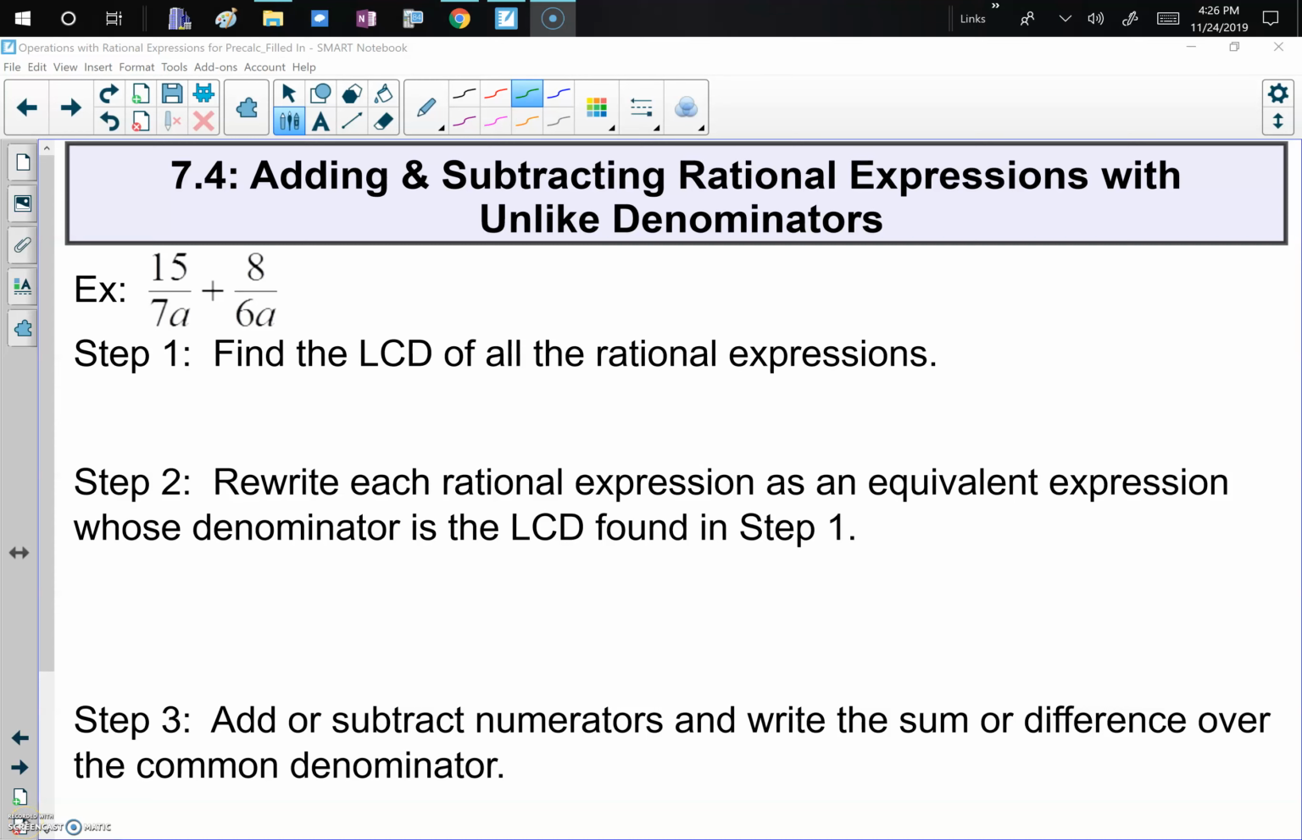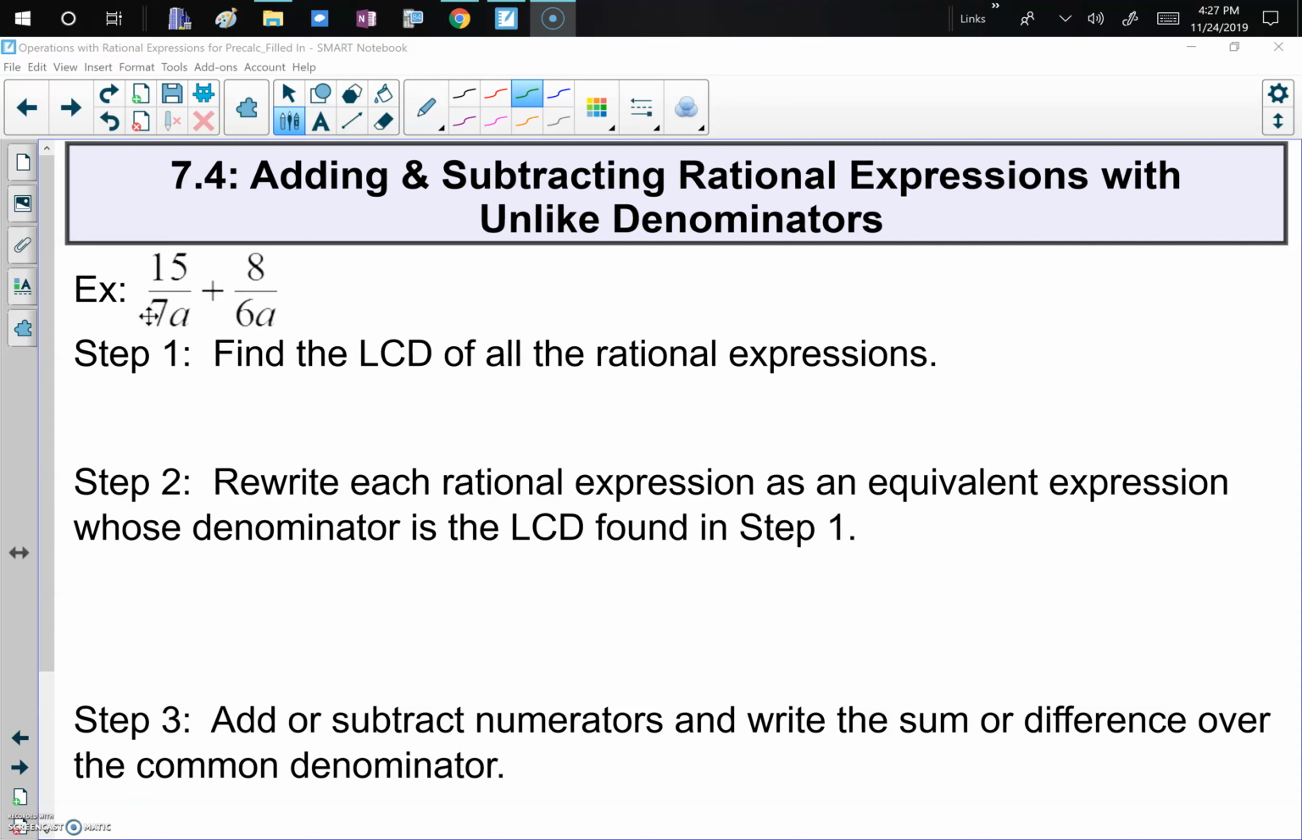So now let's talk about adding and subtracting rational expressions when our denominators are not the same, when we have unlike or uncommon denominators. So like in the example that we can see here, my denominators do not perfectly match. One denominator is 7a, the other one is 6a. So I can't perform the normal addition like we would, just adding across the numerator. So how do we approach this problem?